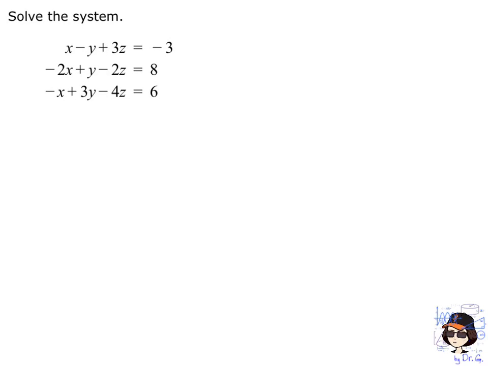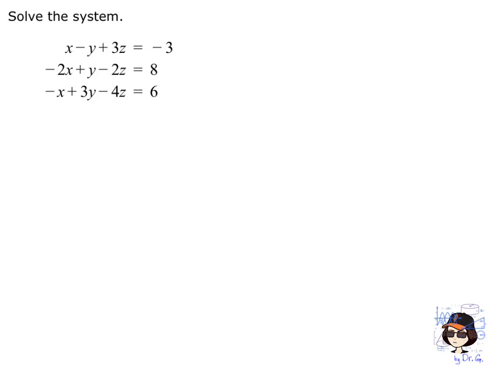Okay, so now that you know how to solve a 2 by 2 system of equations, we're going to use what we learned to solve a 3 by 3. A 2 by 2 system is a system of two equations with only two variables, but a 3 by 3 system is a system of three equations with three variables. So that's what we have here.